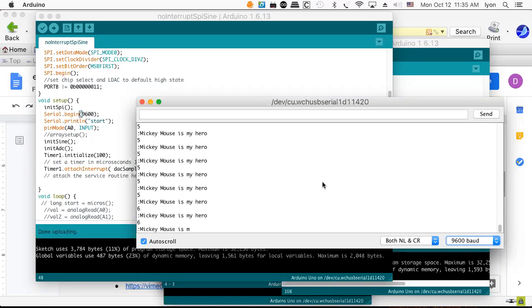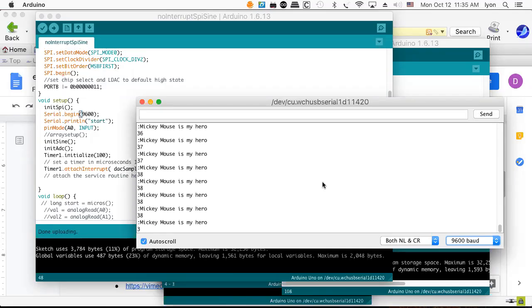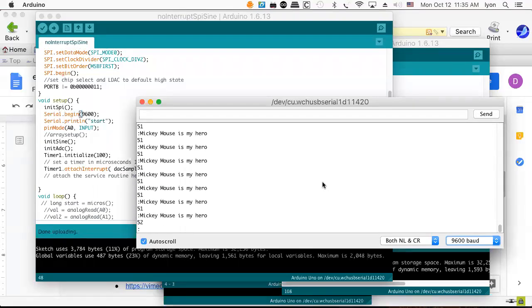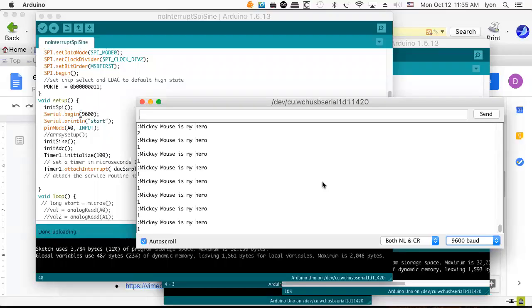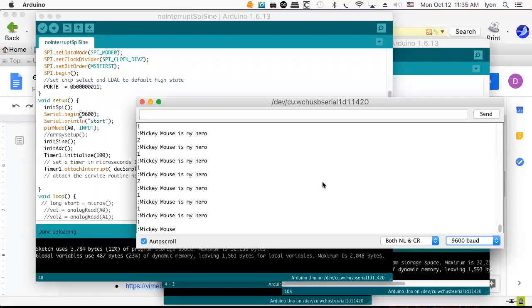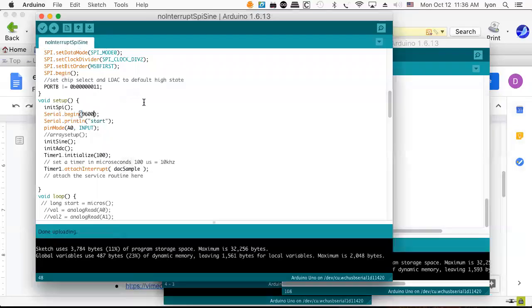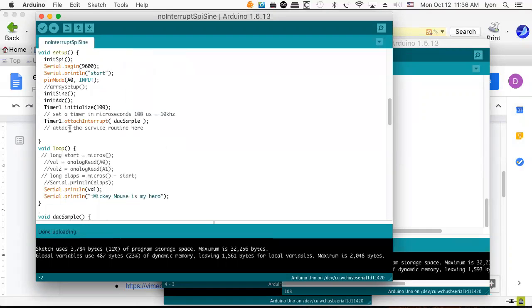In fact, I think it sounds even better when the serial port is running slower because it's taking far less time from the Arduino to do its little printing thing. So that's a kind of multitasking. It's not really multitasking, I guess. Interrupt-driven real-time programming. That's what it is. And that's what we're doing.